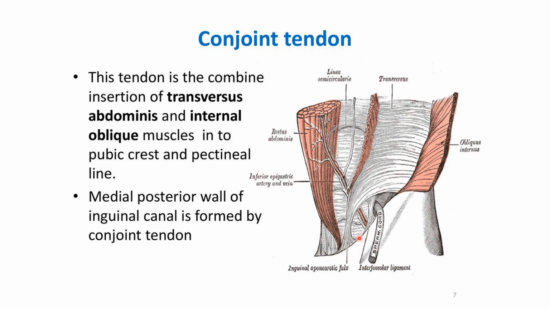The purpose of telling you the conjoint tendon here is that when I discuss the boundaries of the inguinal canal with you, if I say the roof is from the conjoint tendon, you must know what conjoint tendon is. It's a combined insertion of transverse abdominis and internal oblique muscle, forming a common structure known as conjoint tendon, also known as the falx inguinalis, attached on the pubic crest and pectineal line of the pubic bone, and it contributes in the formation of different boundaries of the inguinal canal.